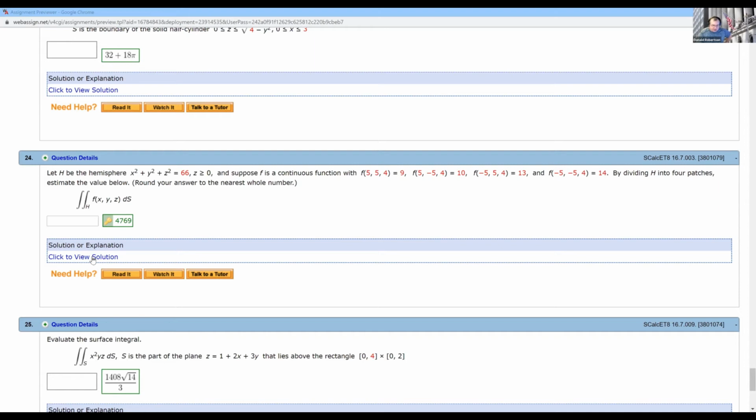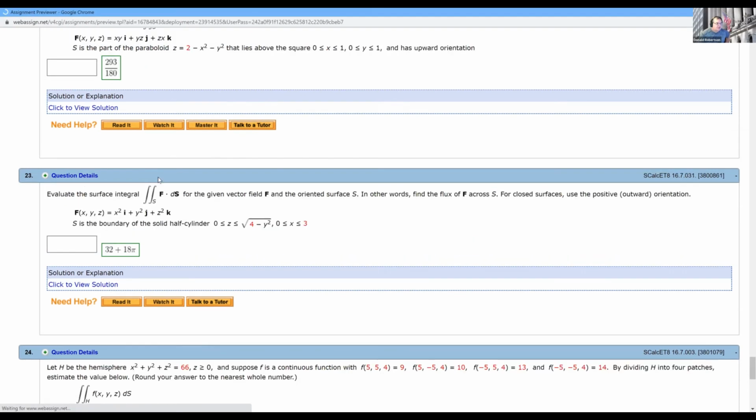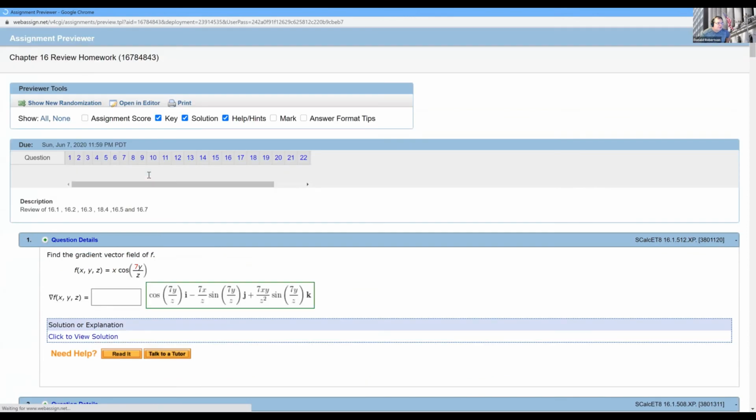Is there anything in curl and div that's causing issues? Any homework question or topic that looked weird? Curl and div is pretty straightforward, really. It's plug and chug, isn't it, for the most part? Pretty much. Okay. Is there anything in Green's theorem that was causing us any grief? Yeah, I had a question on number 3 in the review. Okay. And that one's definitely there because 3 is in the picture. Right. So first I'll find it and then we'll scoot back to it.